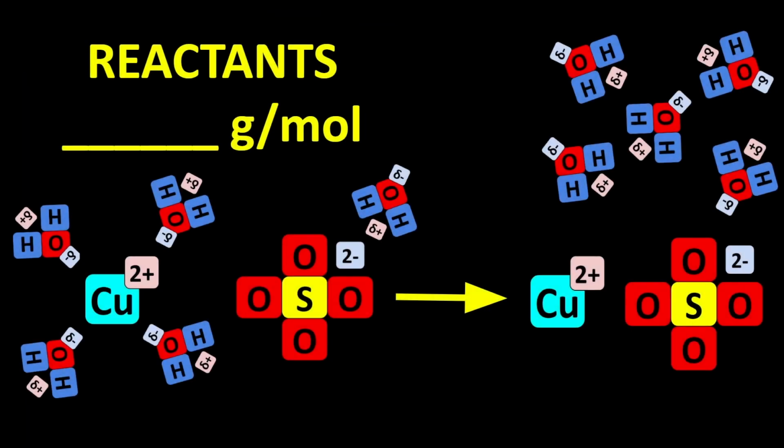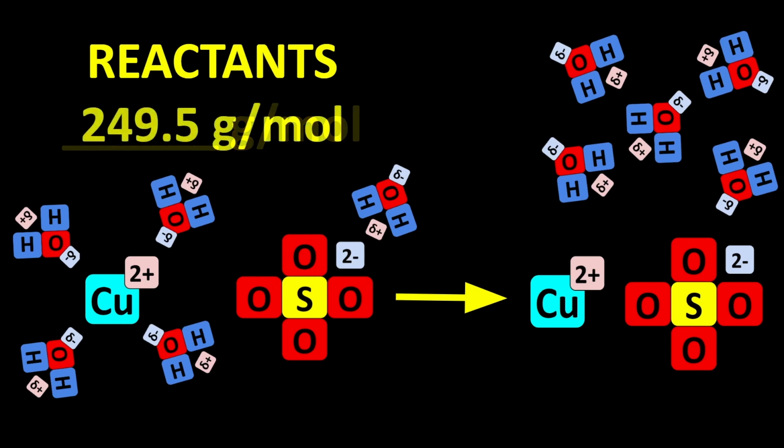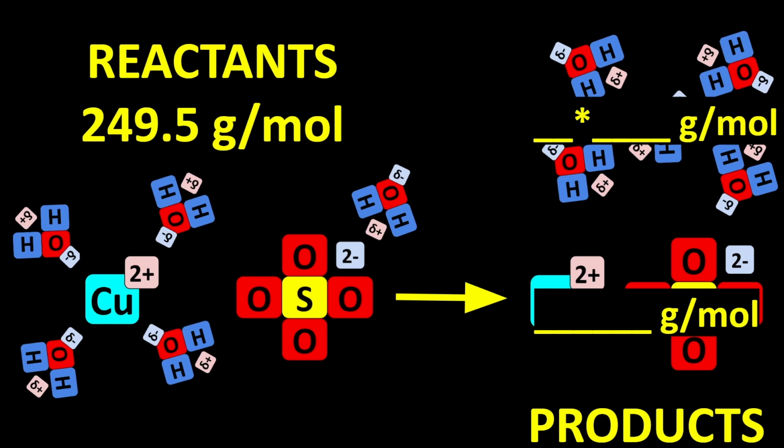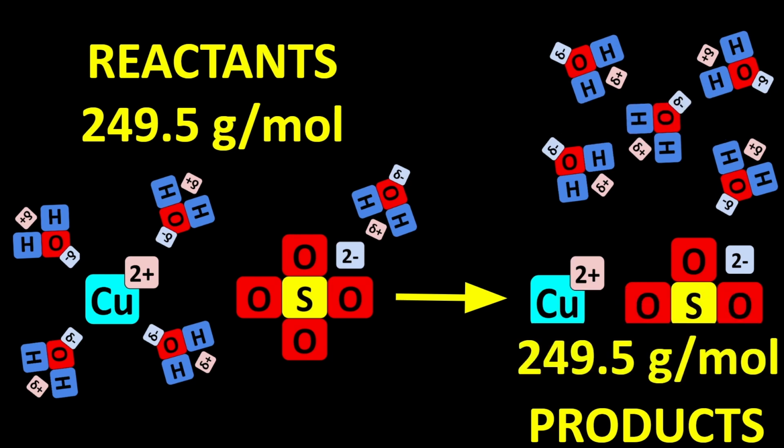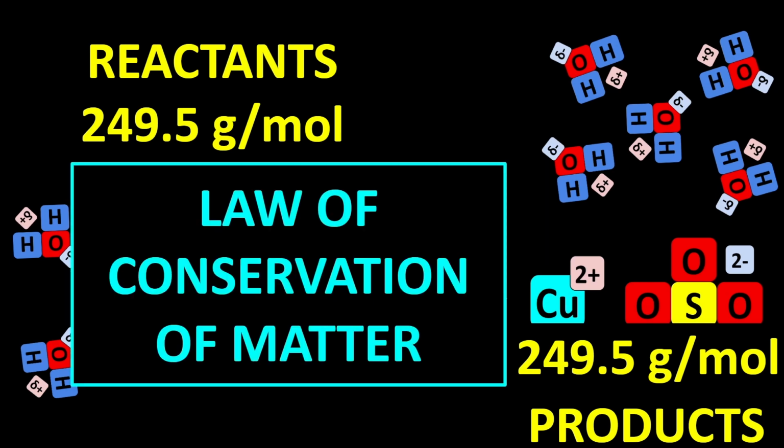So to emphasize the overall reaction, we're starting off with 249.5 grams per mole of the copper sulfate pentahydrate. We've turned that hydrate into 2 different products. The water component is 5 times 18 grams per mole, whereas the anhydrate component is 159.5 grams per mole, giving us the same total as what we started with, 249.5 grams per mole. The law of conservation of matter has thus been conserved.